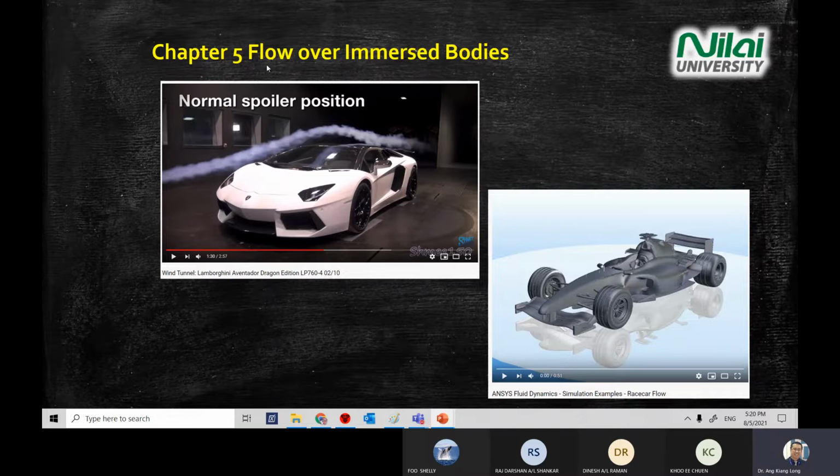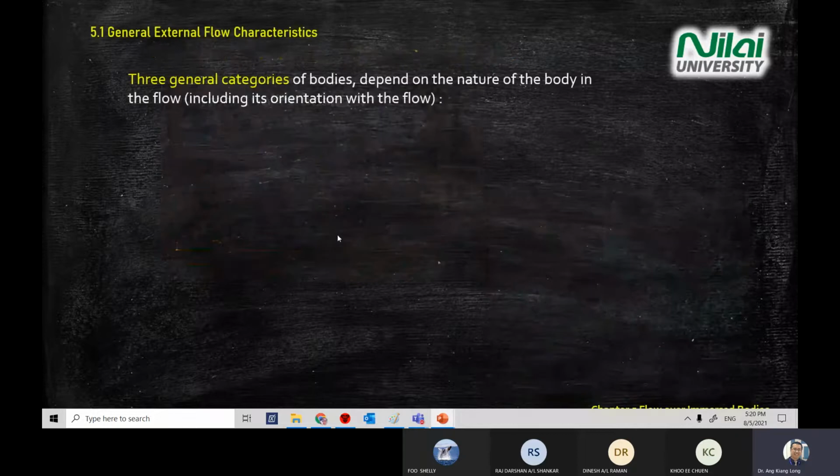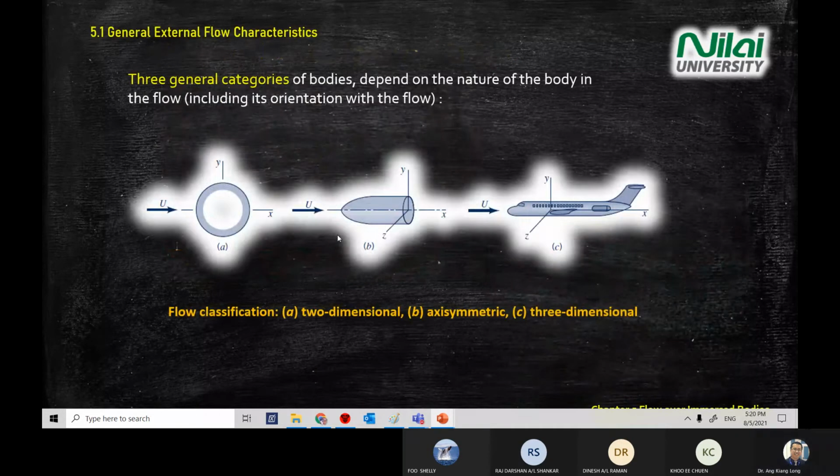Okay, this chapter 5 is flow over immersed body. So experiment, this video you can watch it later in my PowerPoint slides. Before we study about the lift and drag, there are 3 categories of analysis. As you can see, you start exposing to ANSYS software.